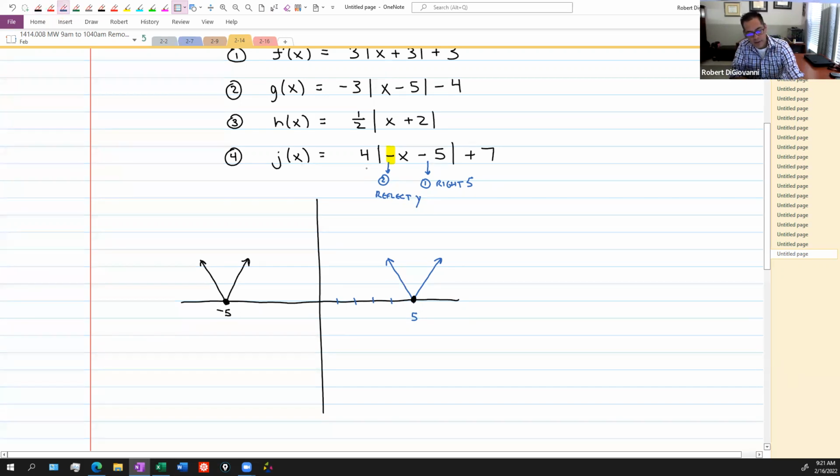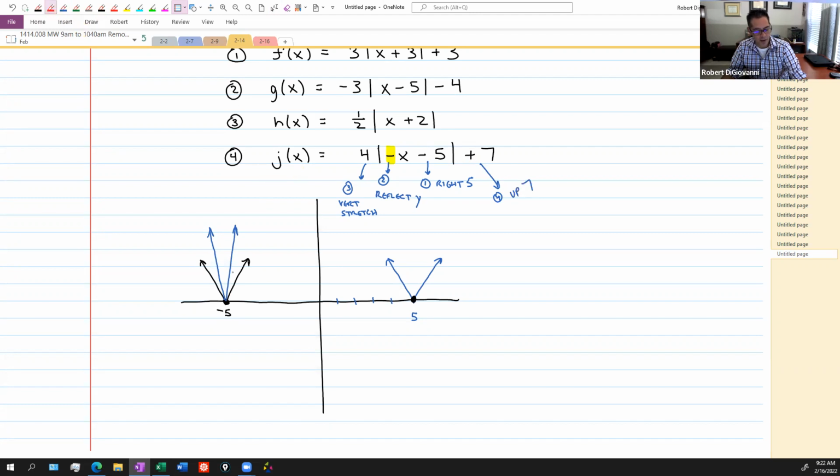And then the next thing is to do the 4 in front. That's the third thing. And this will be a vertical stretch. And so it's going to make this V look a lot more narrow, right? So it's going to make it go like this, stretching it up. And then the +7 is the last thing. This will be the fourth thing, and that would move that up 7.